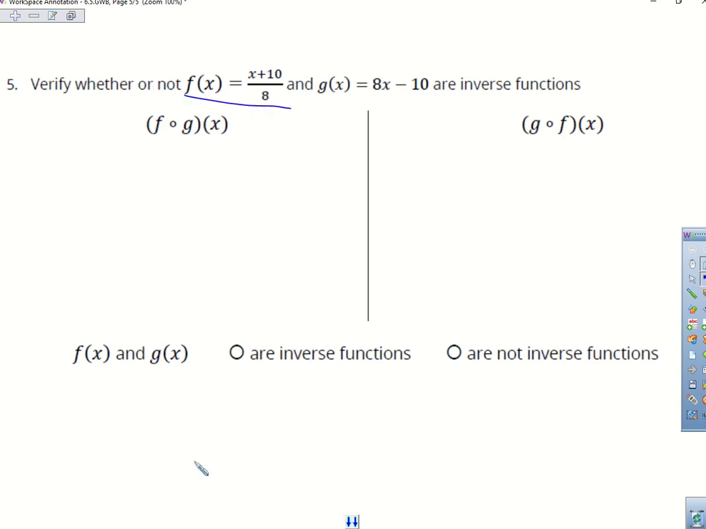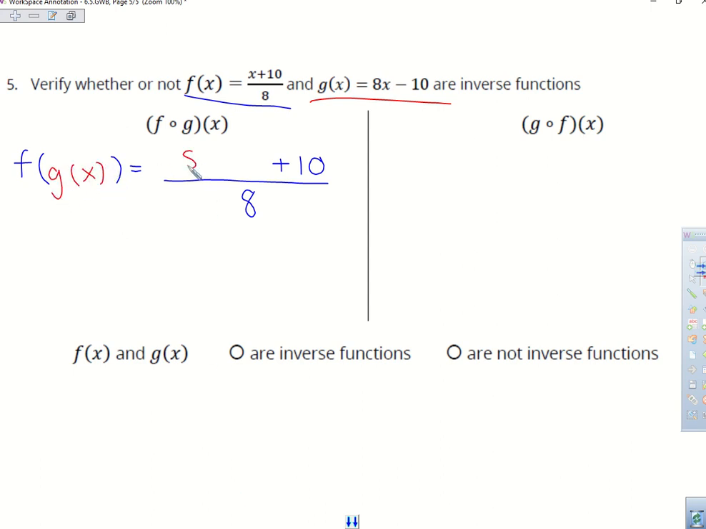I'm going to do it in blue and in red. I rewrite my f of x function, leaving the x blank. In that function is going to go the g of x function, which is 8x minus 10. What's going to happen with the 10s? Which ultimately leaves me with x. So is there a possibility that these are inverses? Yes. So we're going to have to try it the other way around.